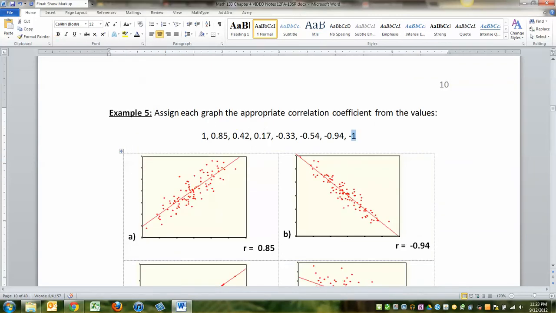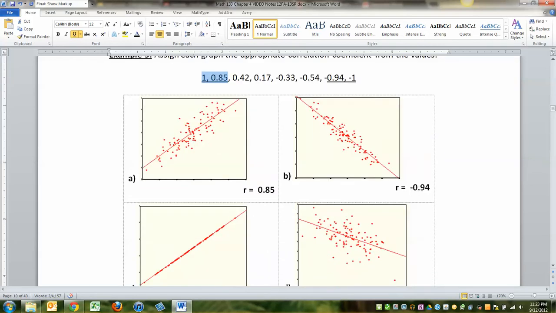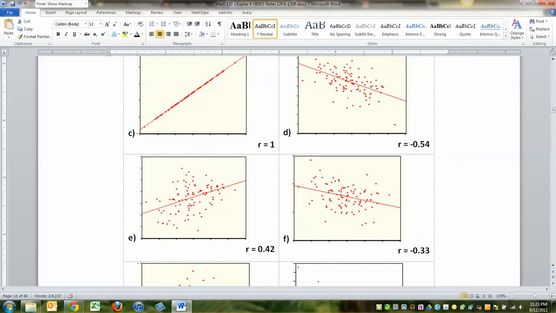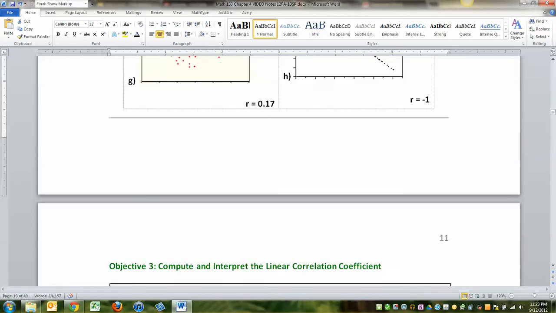So hopefully you're getting that the highest it could ever be is 1, the lowest it could ever be is negative 1, and the ones that are on the edges, the negative 0.94 and the positive 0.85, those are the good ones. Those are the ones where it looks like the dots are kind of clustering around the line. Those are strong relationships. Okay. The closer you get to 0 in the middle, the worse it is. The harder it gets to gauge what is going on.